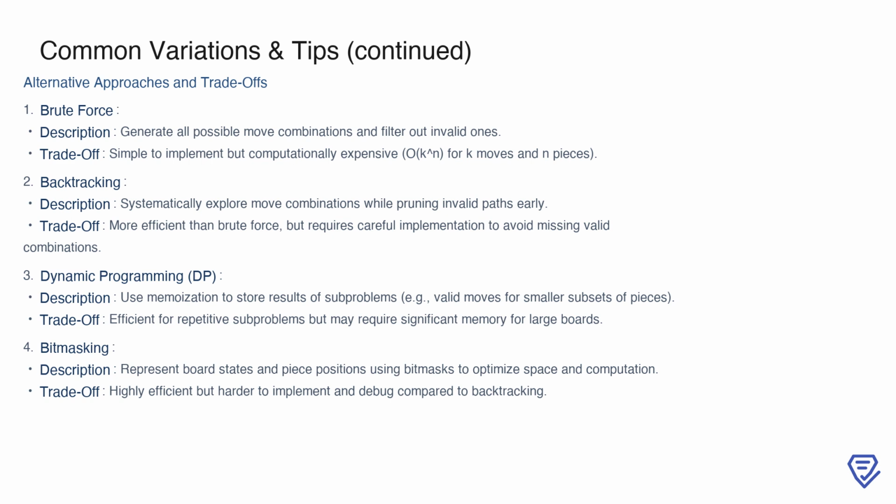Dynamic programming is another option, leveraging memoization to store results of subproblems, such as valid moves for smaller subsets of pieces. While efficient for repetitive subproblems, it can demand significant memory for large boards. Lastly, bit masking is a highly optimized approach for representing board states and piece positions, but it's more complex to implement and debug compared to backtracking. Each method has its strengths, so the best choice depends on the specific requirements and constraints of the problem.